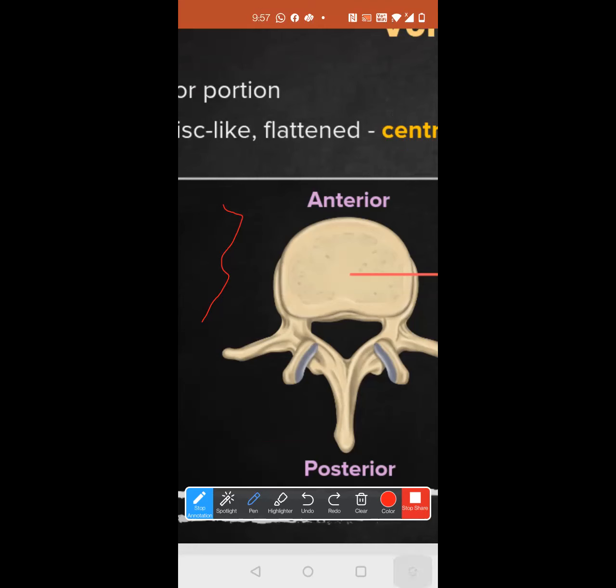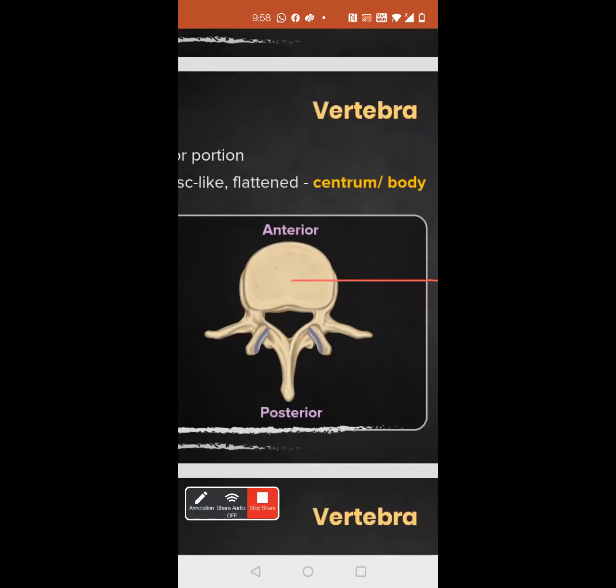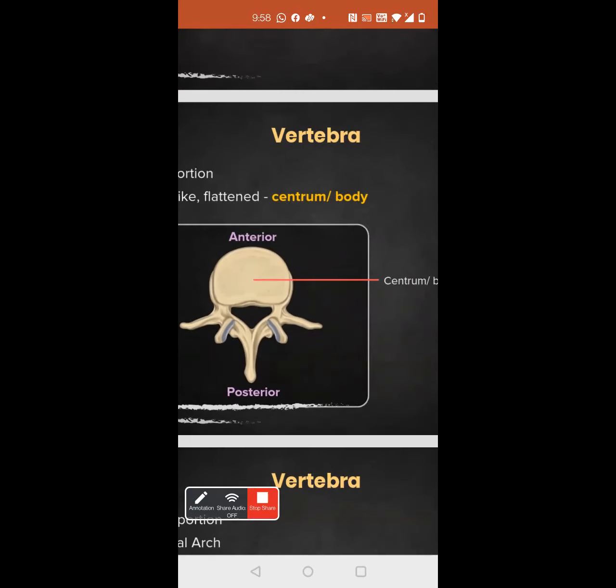How will they even look when they're standing? They won't be able to stand straight like us. They will be bent. Then they won't be able to easily do all the daily activities. Their way of walking, everything will change. That's called scoliosis.